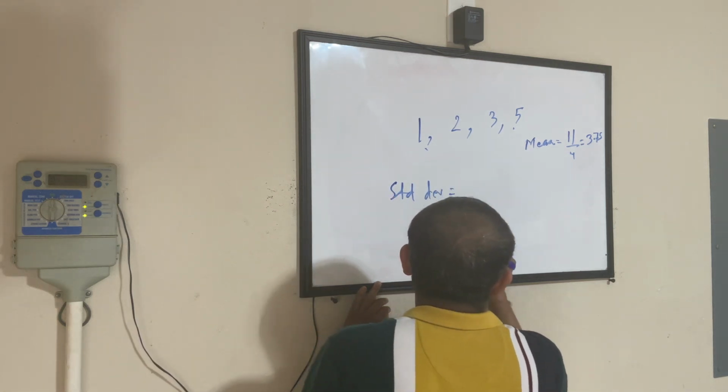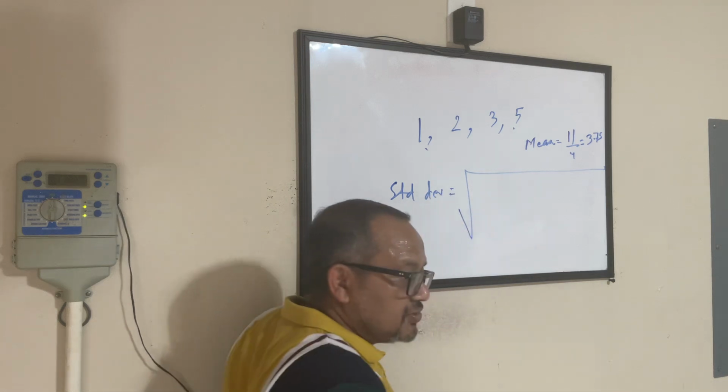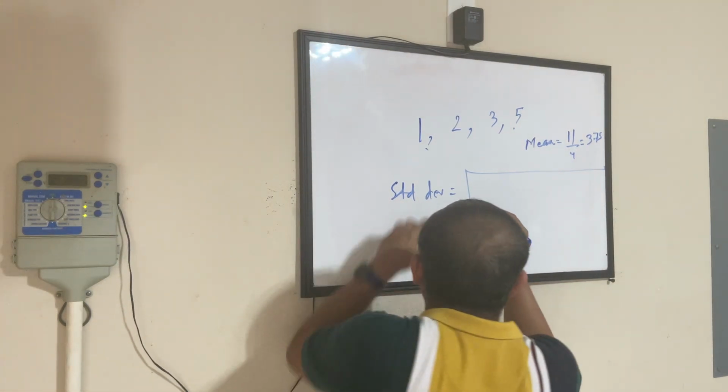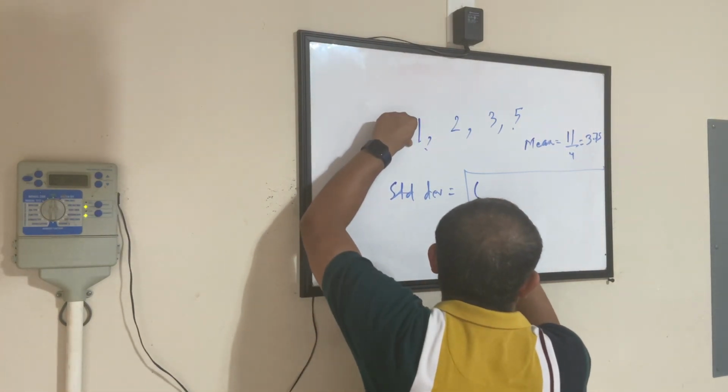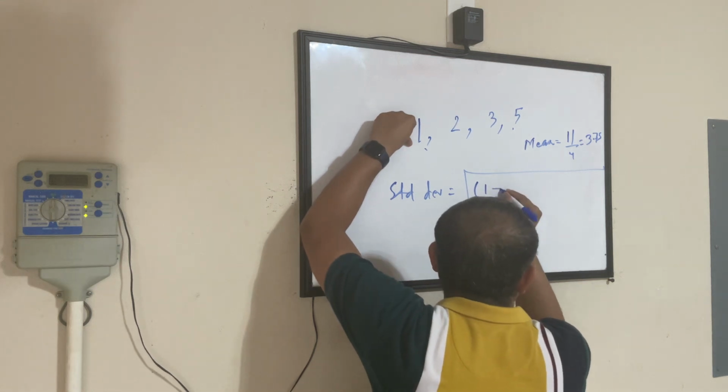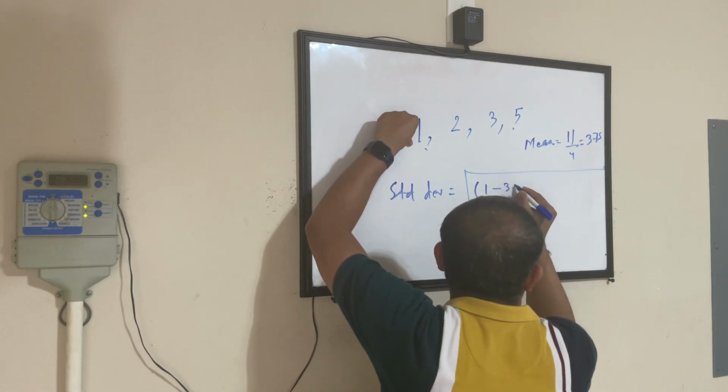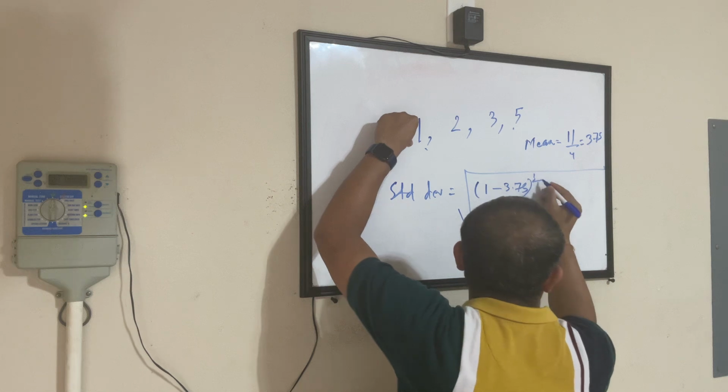take this mean and now do your calculation. So, pick the first element minus the mean, square.